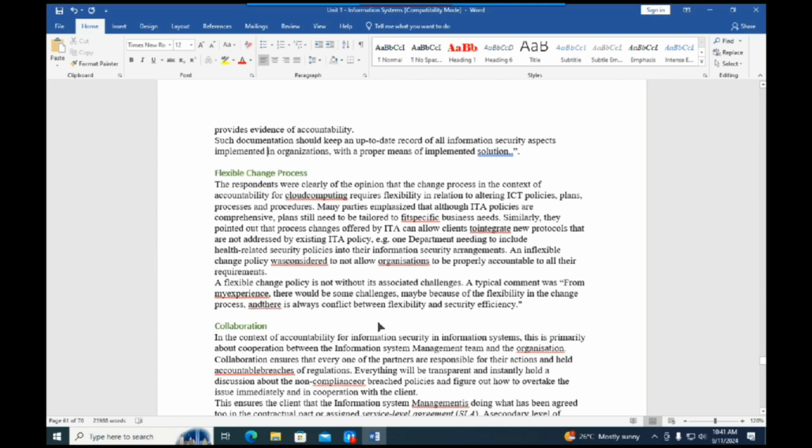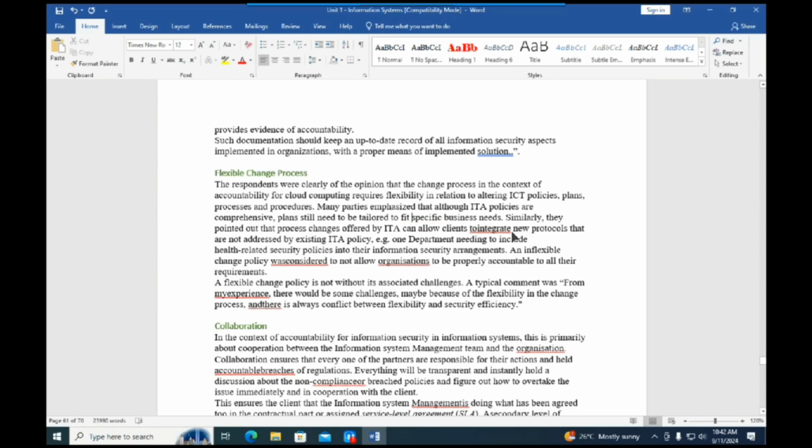The next thing that we need to look at is the flexible change process. The respondents were clear in their opinion that the change process in the context of accountability, or maybe for cloud computing, is going to require flexibility in relation to changing or altering the policies of ICT. Not only policies, but also the plans, the processes, and the procedures. We have many parties that are putting emphasis on the ETA policies. The reason is because they are comprehensive, and they have plans that need to be tailored to fit some specific business needs.